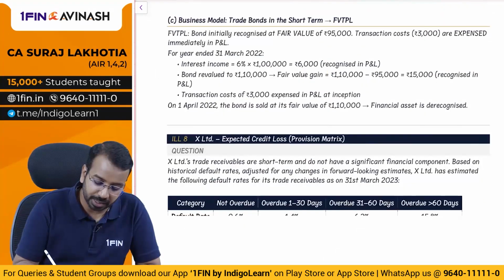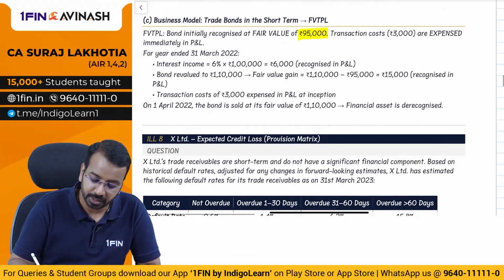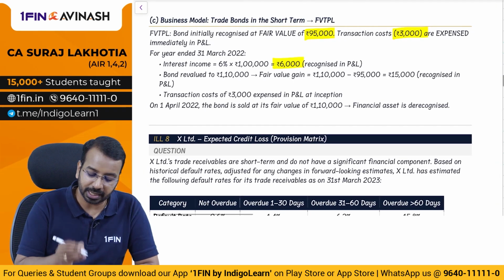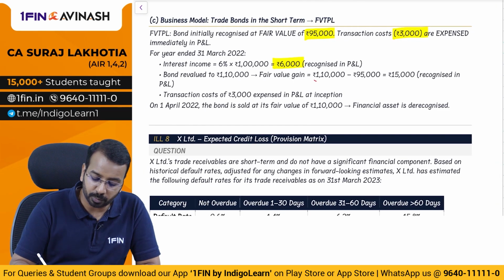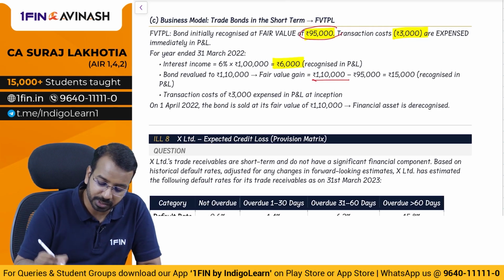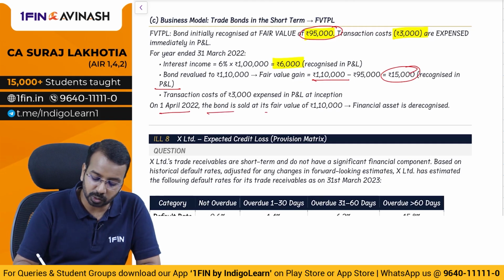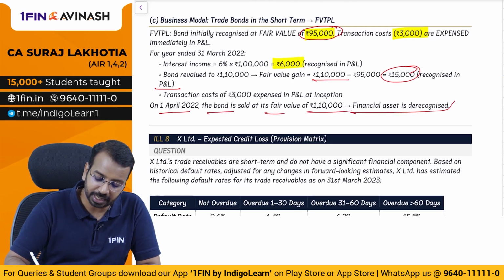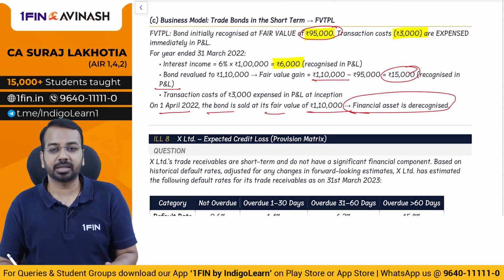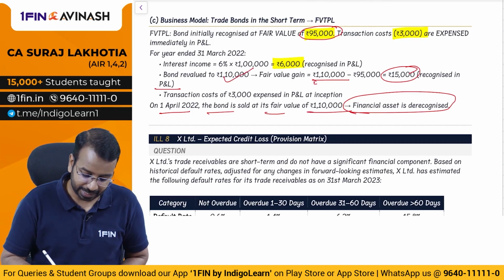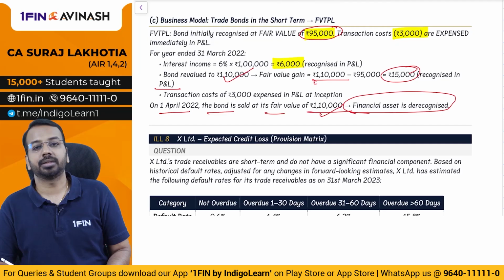So bond is recognized at 95,000, 3,000 of transaction cost are expensed, interest income 6,000 recognized in P&L, fair value is how much? 1,10,000, cost is how much? 95,000, 15,000 is recognized in P&L. Then on 1st of April when the bond is sold at 1,10,000, you will de-recognize the financial asset. No gain or loss is recognized because carrying amount is also 1,10,000 and sale value is also 1,10,000.